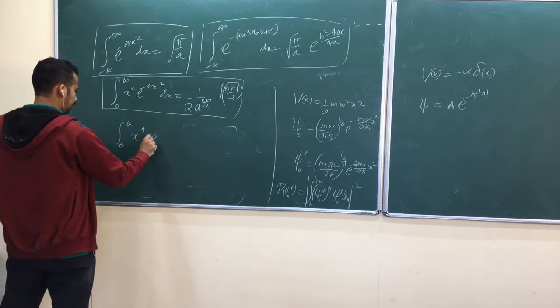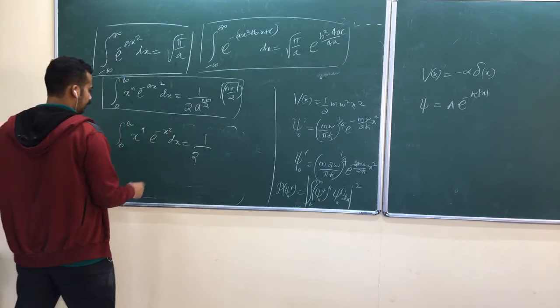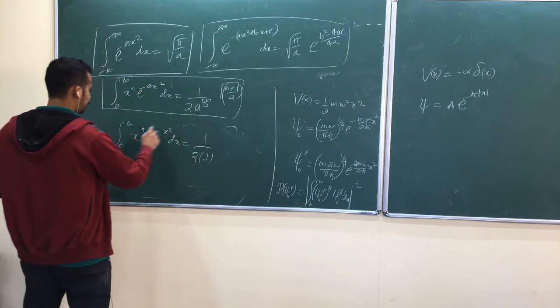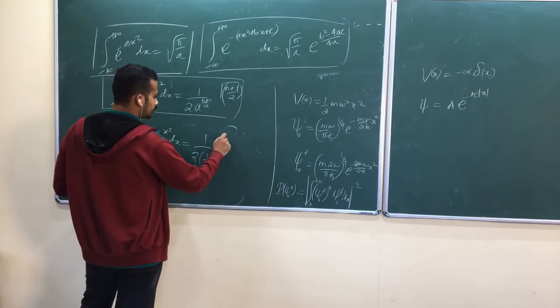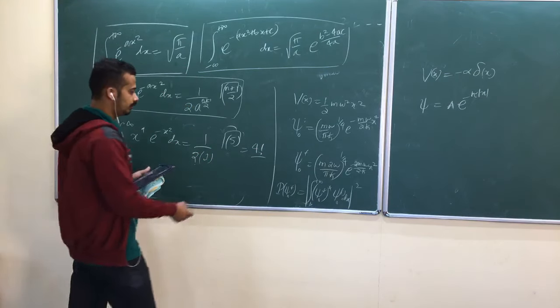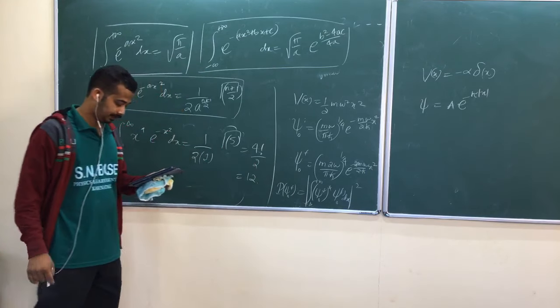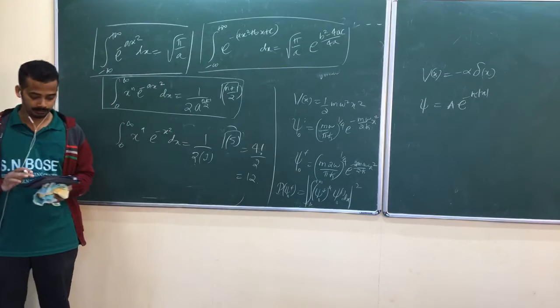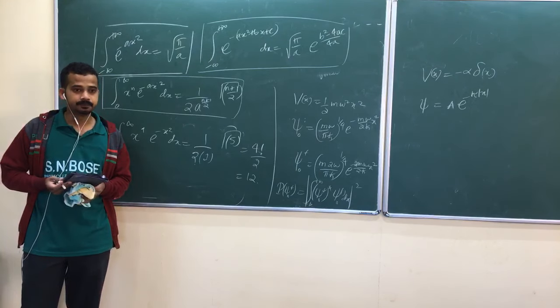X raised to 9 e raised to minus x square dx, 1 by 2 into, a is 1, raised to n plus 1 by 2, 9 plus 1 whole divided by 2, whatever. So gamma of 5. Gamma of 5 is 4 factorial. Gamma of 5 by 2 you have to reduce that one, isn't it? 4 factorial. What is this one? 12. Is that okay? Fourth one.